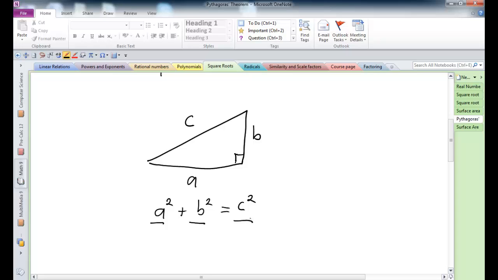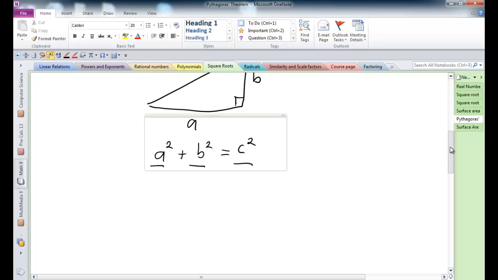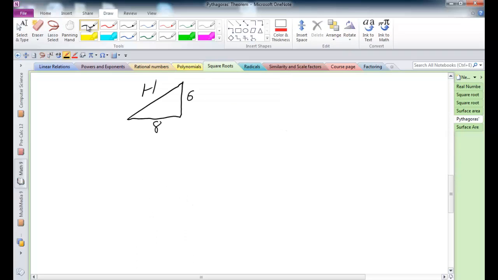We use this a tremendous amount to find the unknown length of the side of a right triangle. As long as you're given the length of two of the sides, you can find the length of the third. Let's try a couple of examples. Here I've got a right triangle with legs of sides 6 and 8, and then an unknown hypotenuse.